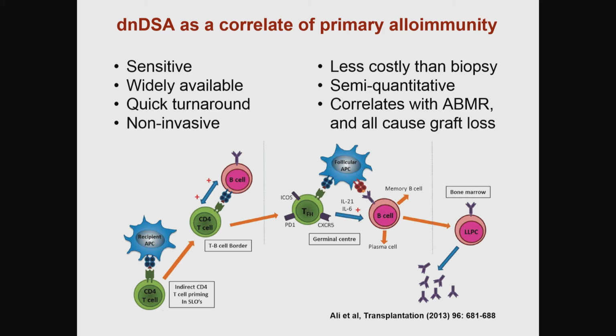And I use this cartoon on the bottom to just remind me to say that when we measure a new antibody in the sera, we are not just measuring a B-cell response, because we know that naive B-cells require T-cell help to become antibody-secreting plasma cells. So we are really measuring both B and T-cell alloimmunity.